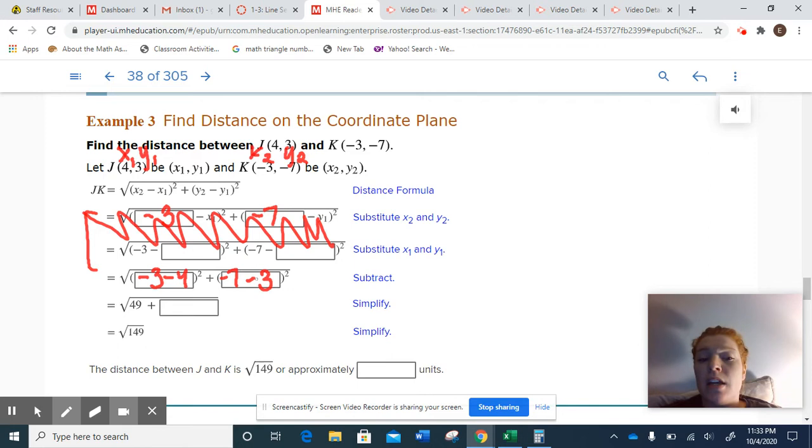And for this next part, I like to go ahead and just do it in my head. -3 minus 4 is -7. Then I square the -7, which is 49. -7 minus 3 is -10. -10 squared is 100. Okay.